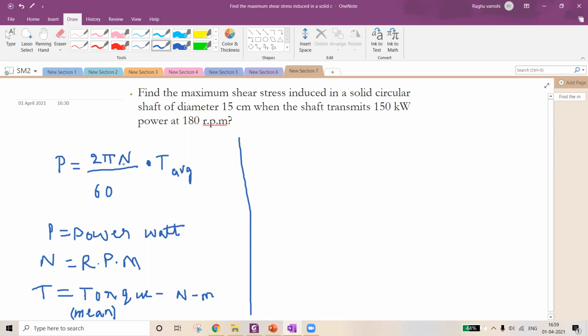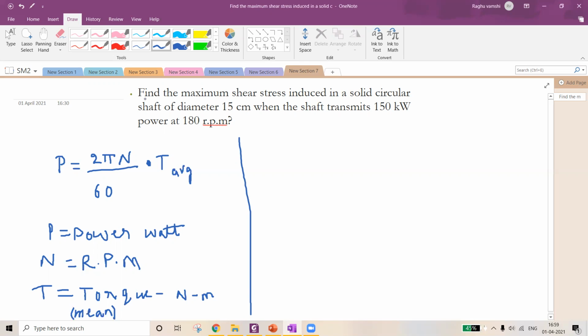N is rpm. We all know that rpm means revolutions per minute, and power is in watts, not kilowatts. Remember these units: power in watts, torque in Newton meter, which is the average or mean torque. We will see the problem on these two relations now.